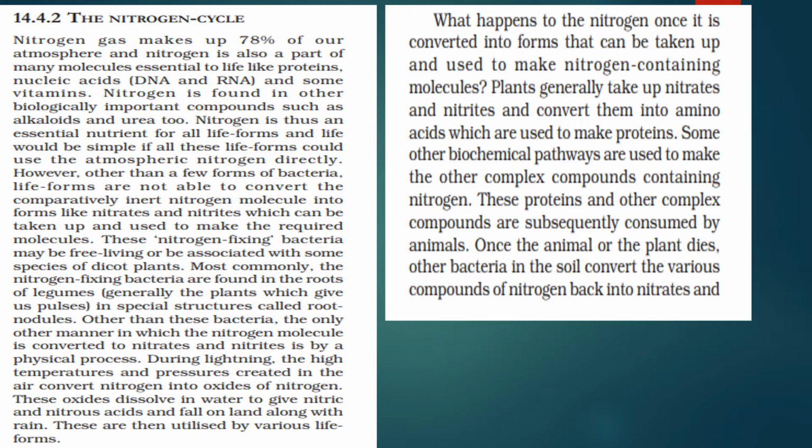Important cycle, the nitrogen cycle. Nitrogen is a very important element for survival, as nitrogen gas is present everywhere in our atmosphere. In our atmosphere, 78% of the gas is nitrogen. Not only the atmosphere, nitrogen is also a part of many molecules like protein, DNA, and RNA molecules. Some vitamins also contain nitrogen. Nitrogen is also found in biologically important compounds such as alkaloids and urea.